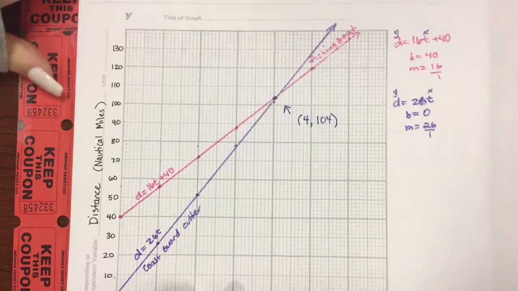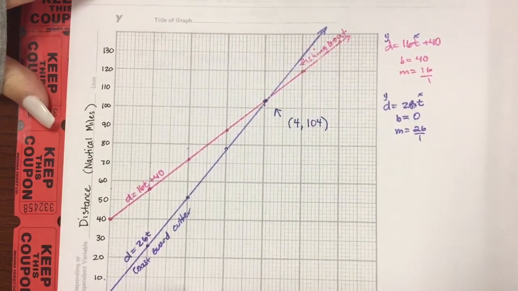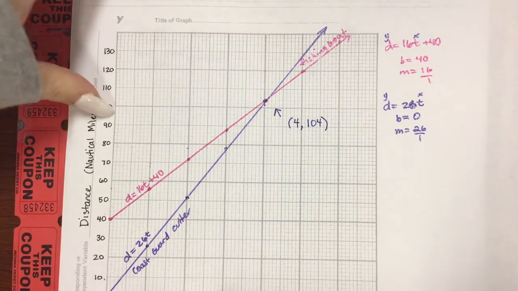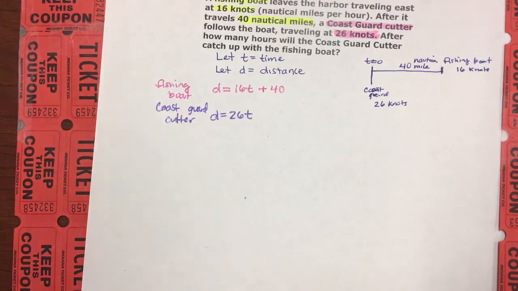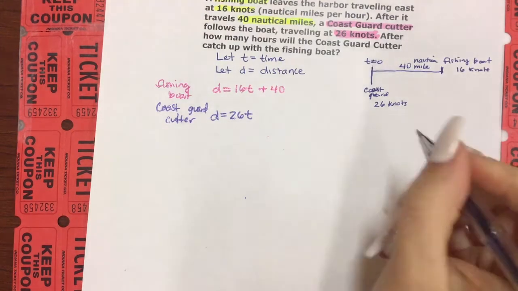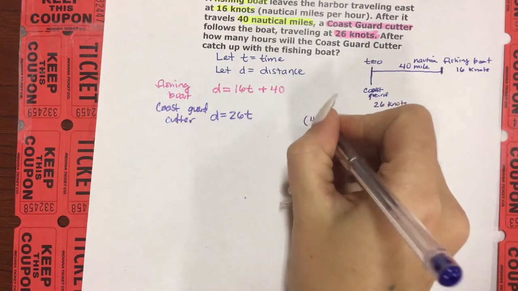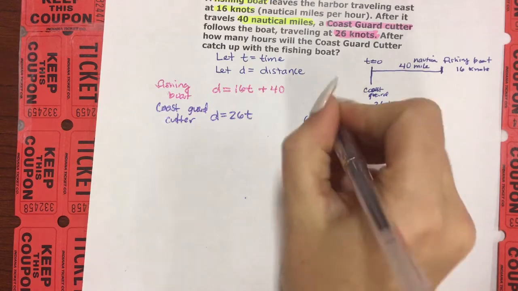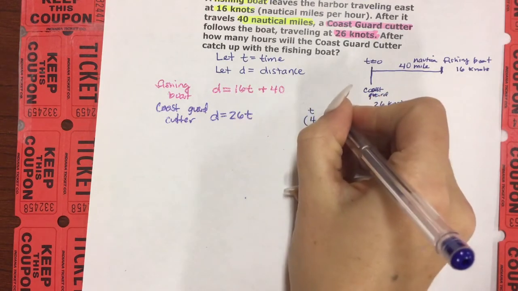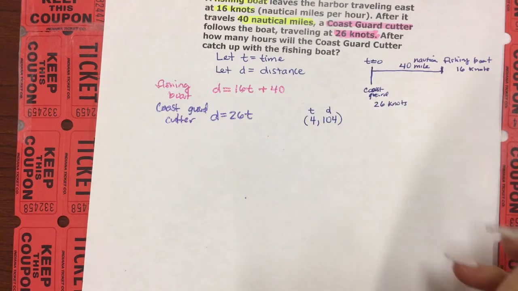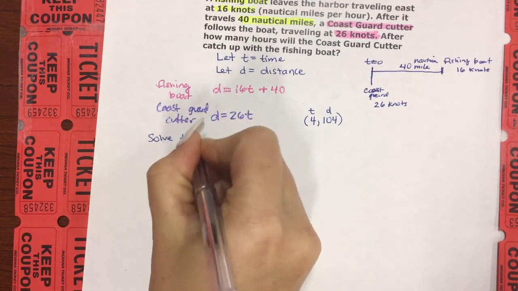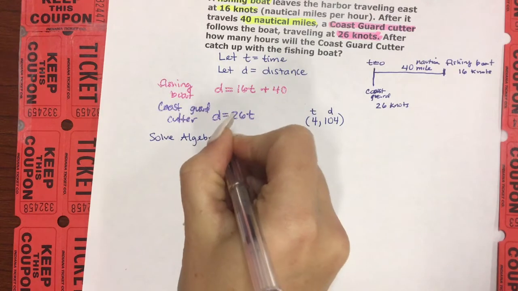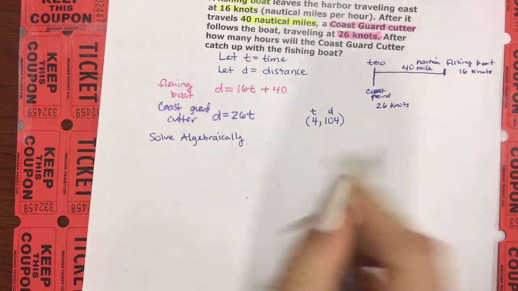Perfect. Okay, but what we're going to do is check to see if we got this right. Let's go back to our original problem here. We just solved it graphically. We found that our solution was 104, where this is our time and this is our distance. And we're going to solve this algebraically to check, to make sure it's right.